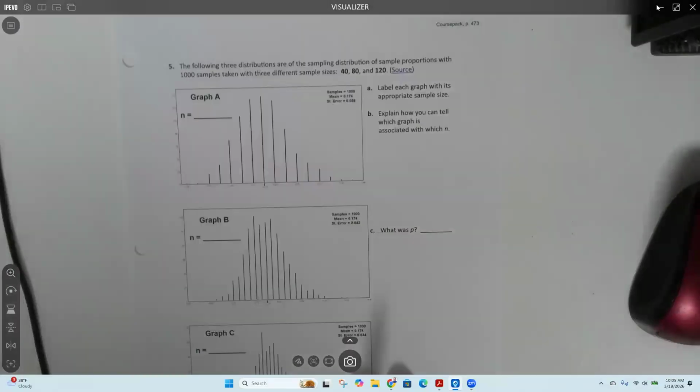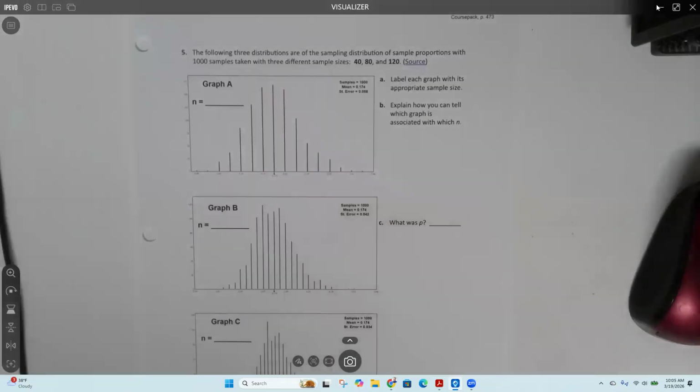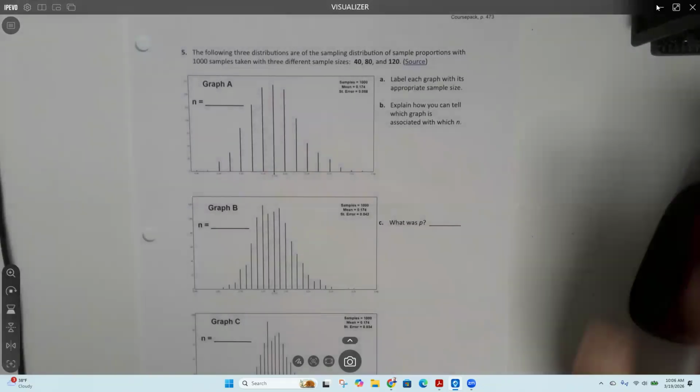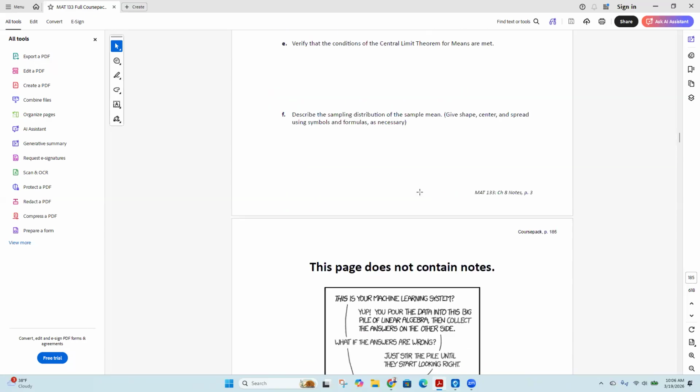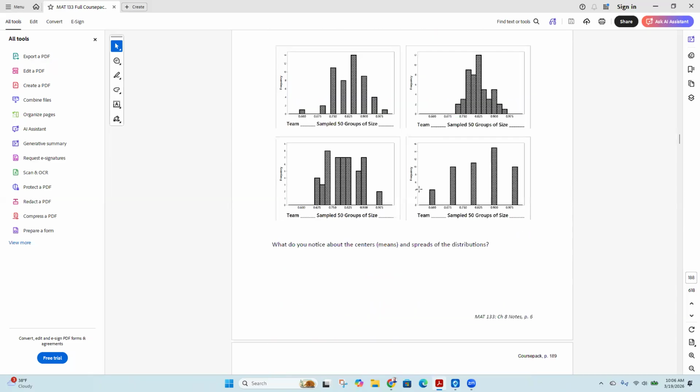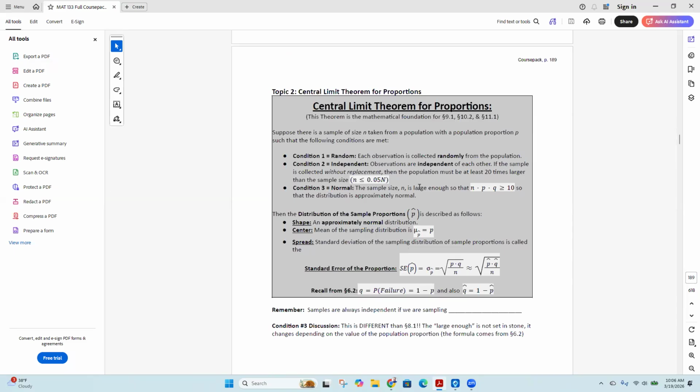So page 473. The central limit theorem for means is what we just talked about. But at this point, there's a second one, which is for proportions, which is down here on page 189. And it's very much similar to the one for means. There's just some slight differences here and there.